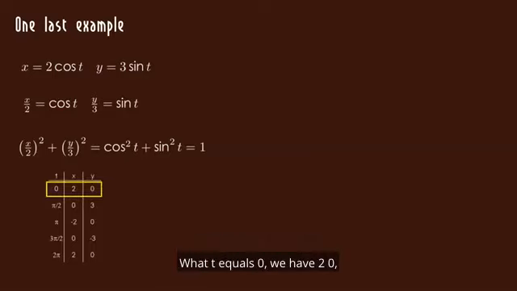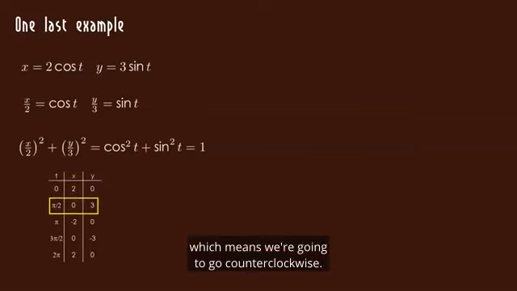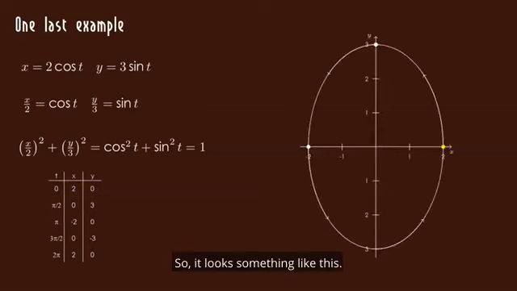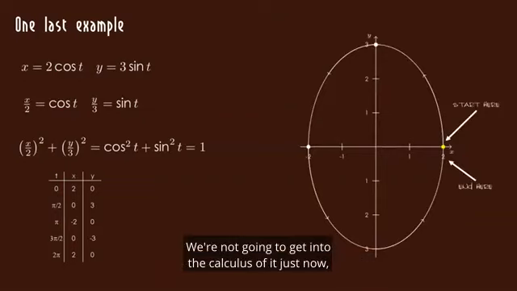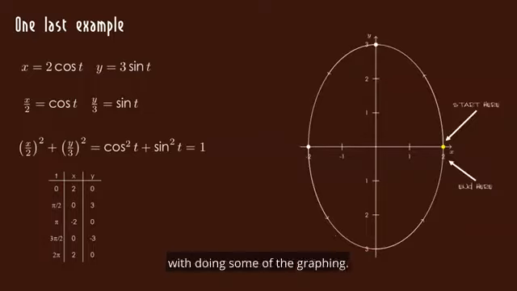Let's do our t-chart to see where we start. Well, at t equals 0, we have (2, 0), so we're going to start over on the right. The next one is (0, 3), which means we're going to go counterclockwise. So it looks something like this. That's the power of parametric equations. We're not going to get into the calculus of it just now, but I want to get comfortable with doing some of the graphing.